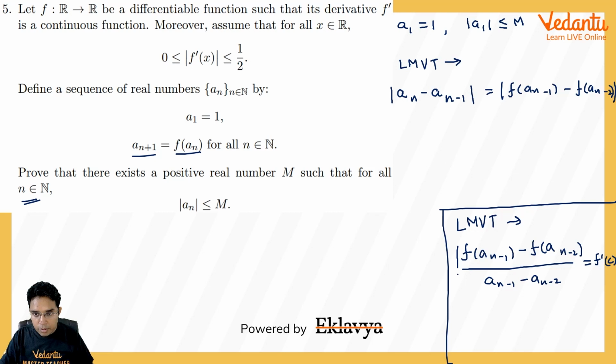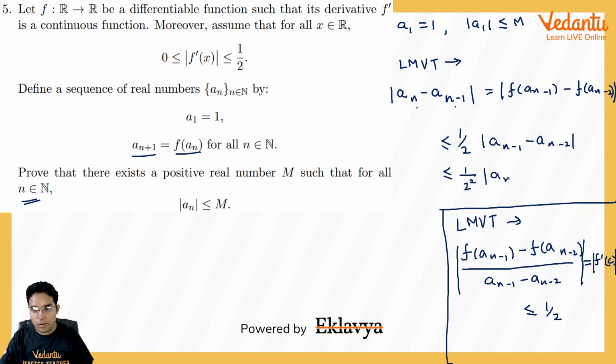Let me put a mod here. So this will be less than or equal to half. So using this, we can write |f(a_{n-1}) - f(a_{n-2})| will be less than or equal to 1/2 |a_{n-1} - a_{n-2}|. So if we reduce this suffix by 1 each, we are getting this relation. Now using the same thing once again, I will be writing 1/2 power 2 |a_{n-2} - a_{n-3}| and so on.